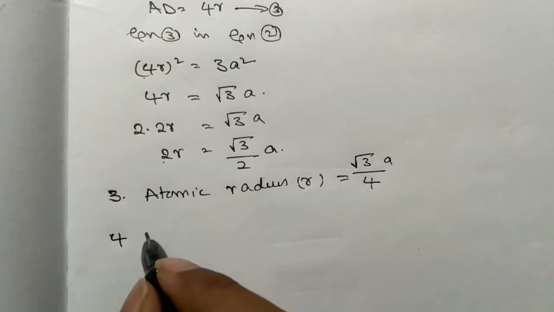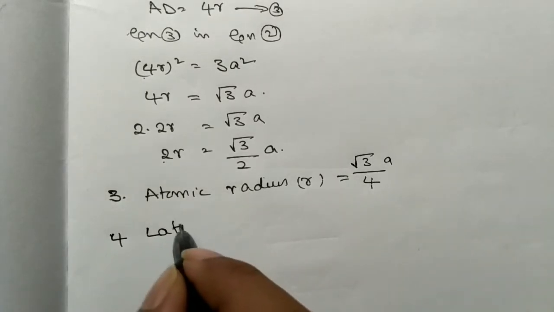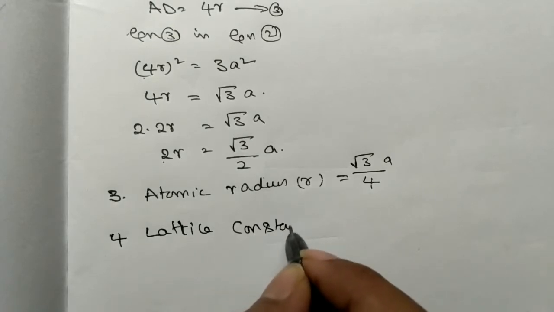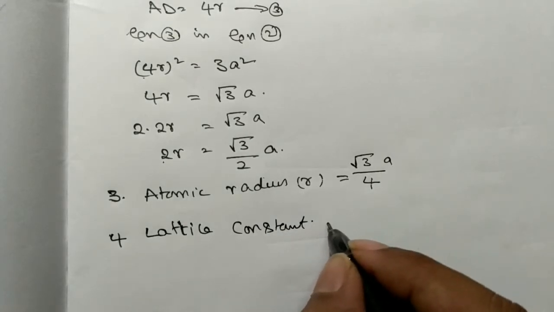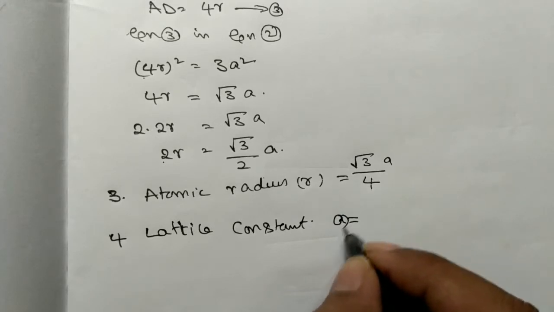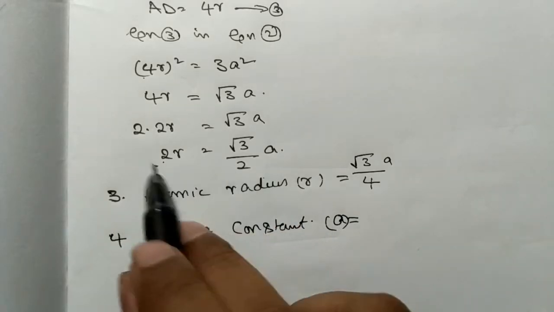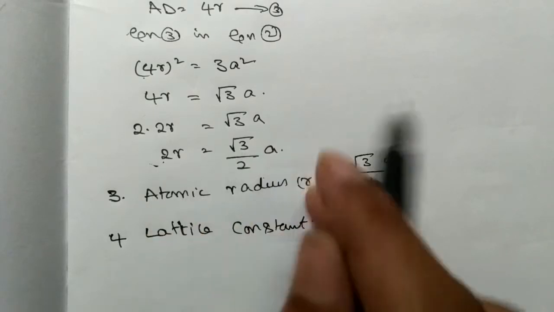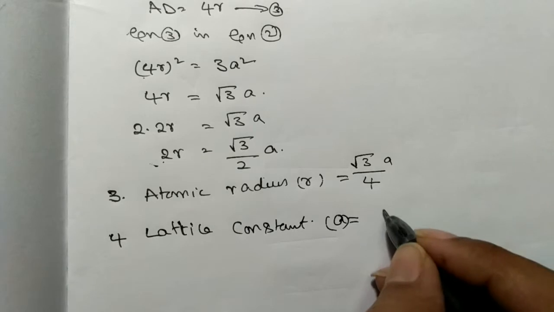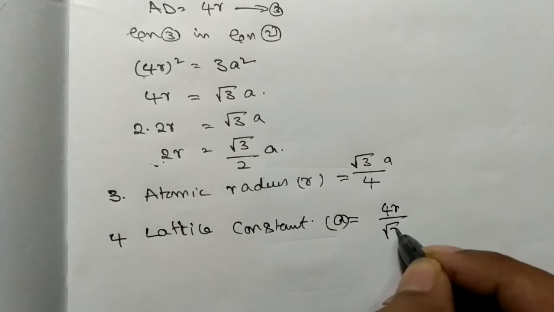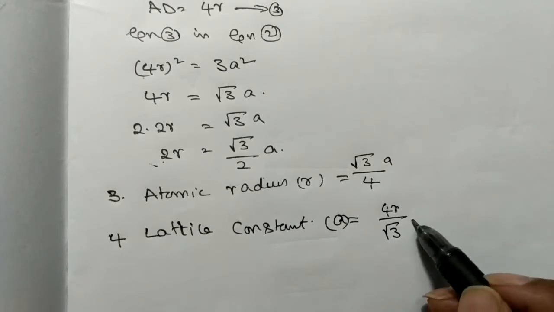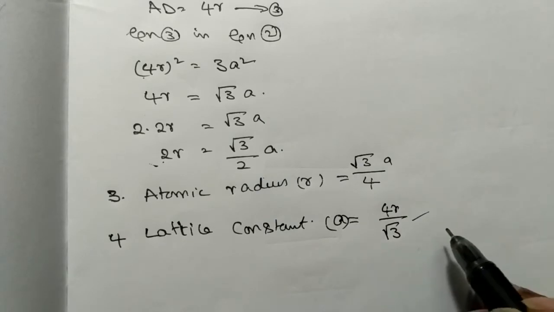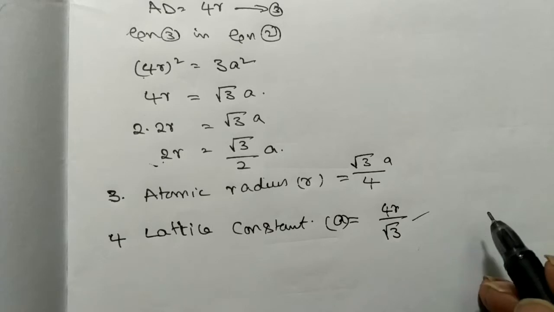Fourth one, the lattice constant. A is equal to, then A is equal to 2 into 2, 4R divided by this root 3. Then 4R by root 3. You have to remember these parameters, which is very important. 4R by root 3. A is equal to, for BCC.